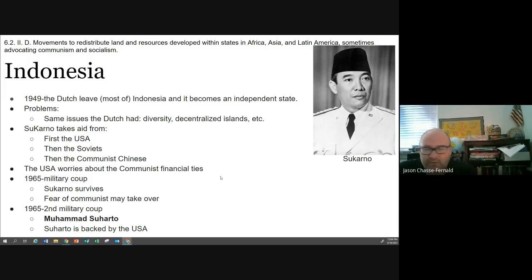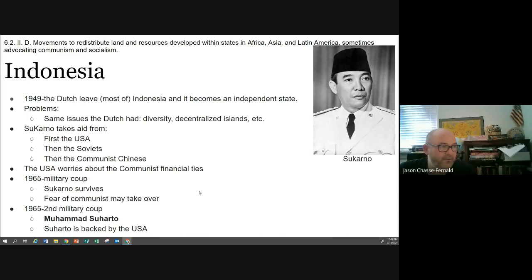Sukarno was more than willing to use Cold War tensions to whatever advantage he could. The U.S. worries about the communist financial ties. So in 65, we're going to see a military coup. Sukarno will survive this, amid fears that communists may take over. And then there's going to be a second military coup that is successful, and this is going to result in the rise of Suharto. So Sukarno is replaced by Suharto.